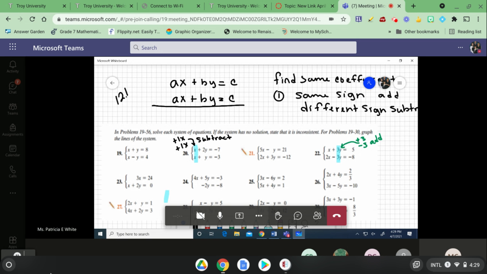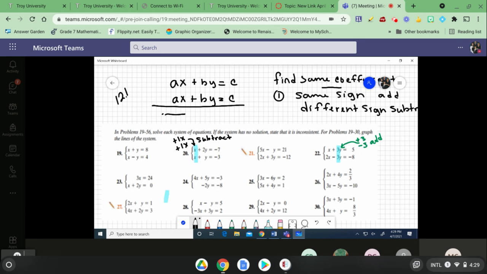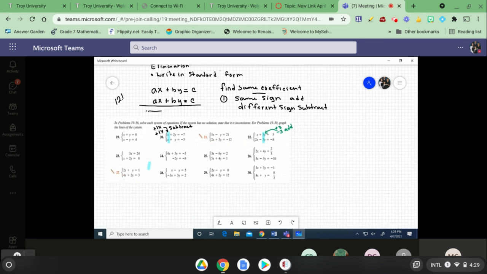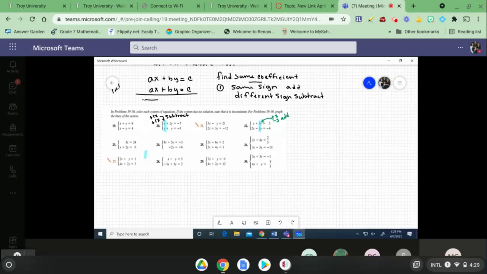Okay, so in standard form, if they're not already, we would write them up in standard form. And then we're looking for the same coefficient. Once we find the same coefficient, all we're going to do is decide, do I want to add or subtract? If you look at problem 19, you could actually do either one. It's going to be totally what you think would be easier.